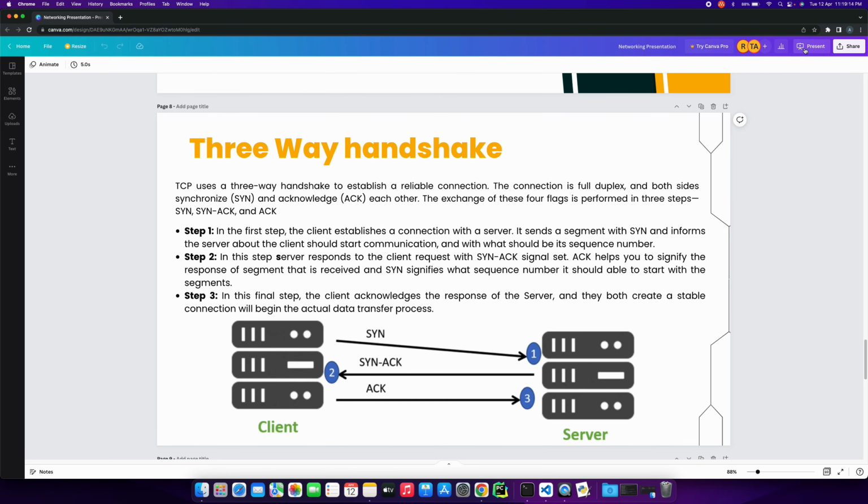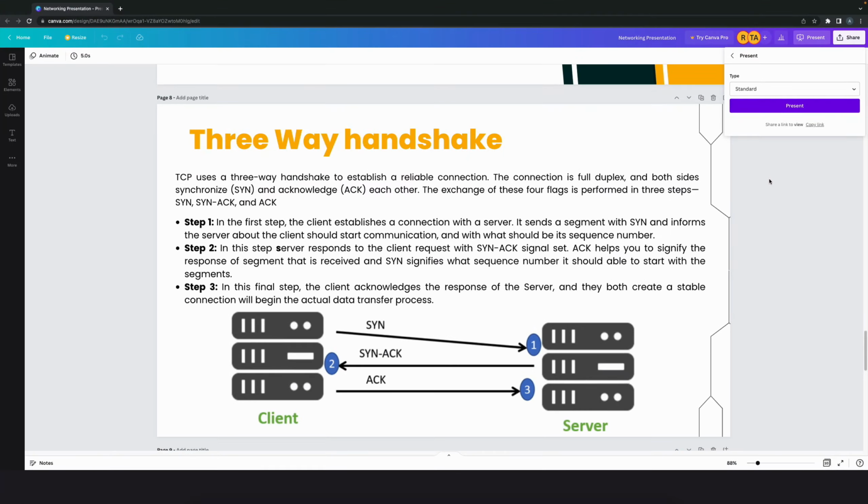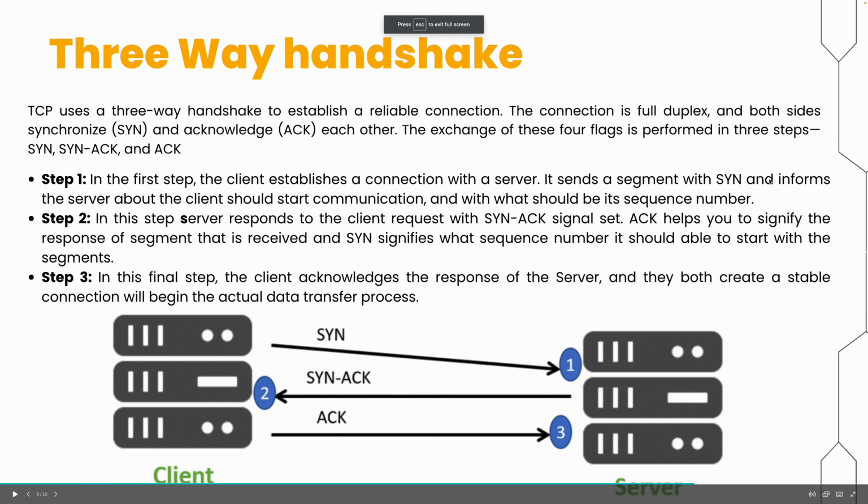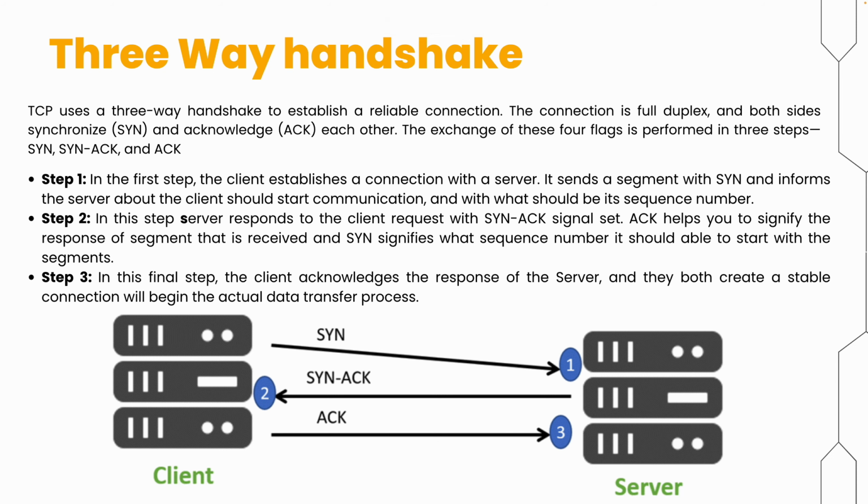Okay, so now I would be explaining the three-way handshake. TCP uses a three-way handshake to establish a reliable connection. The connection is full duplex, and both sides synchronize and acknowledge each other. The exchange of these flags is performed in three steps: SYN, SYN-ACK, and then the acknowledgement.